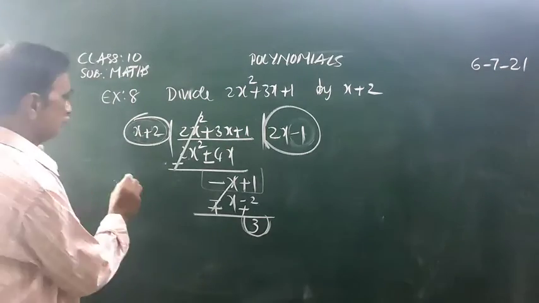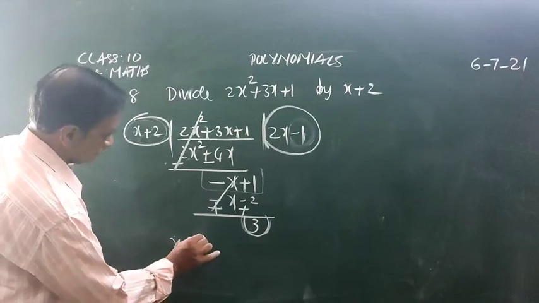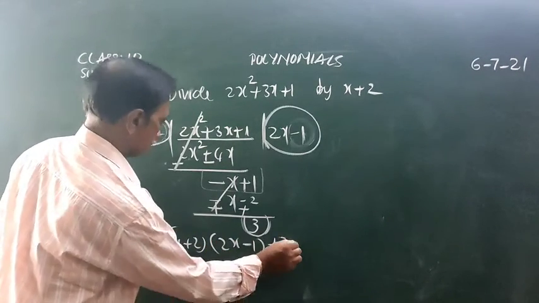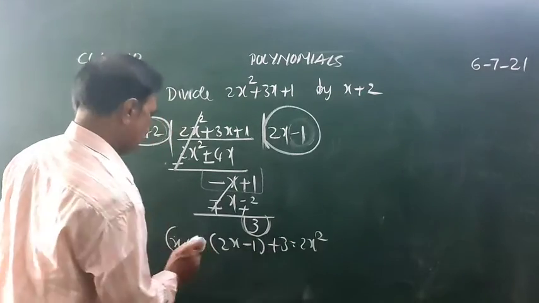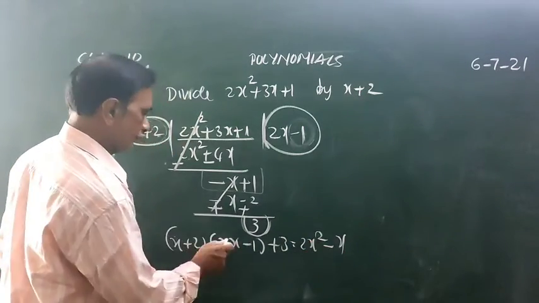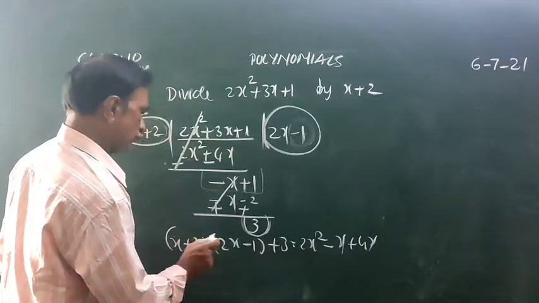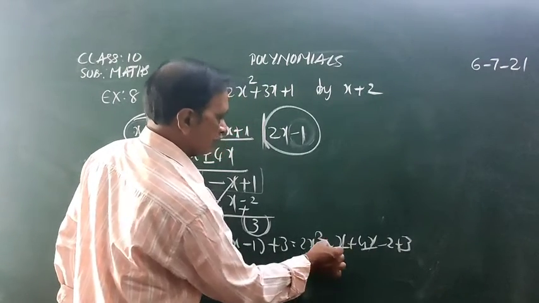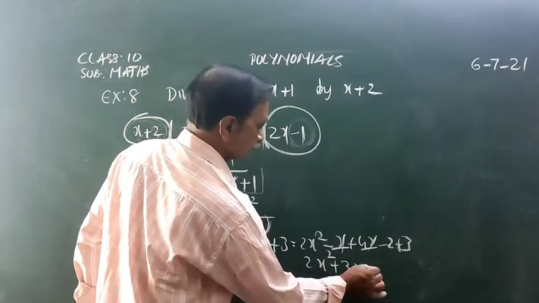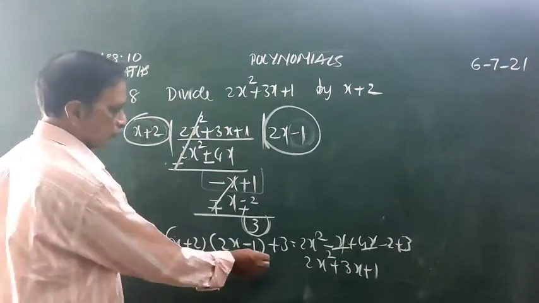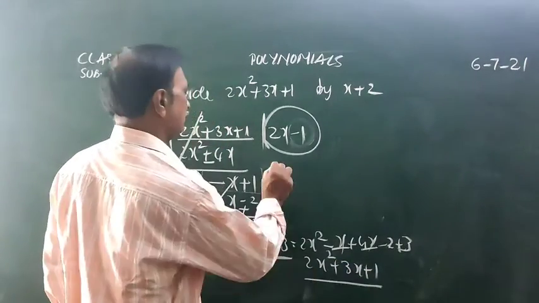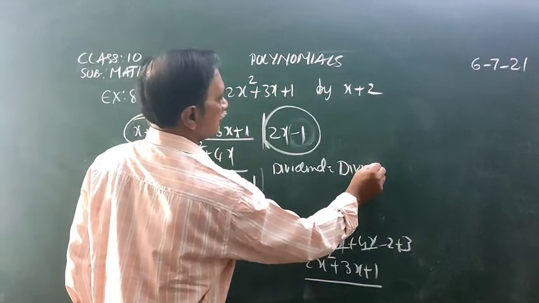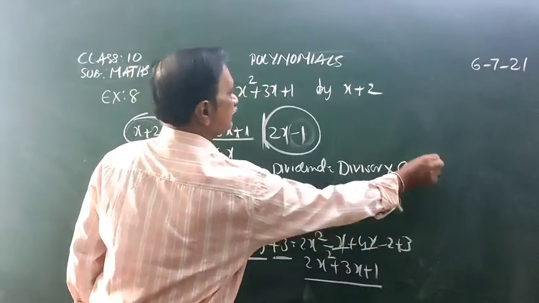Divisor x plus 2 into quotient 2x minus 1, plus remainder 3. x into 2x, 2x squared, x into minus 1, minus x, 2 into 2x, 4x, 2 into minus 1, minus 2, plus 3. 2x squared plus 4x minus x gives plus 3x, 3 minus 2, 1. Here, divisor into quotient plus remainder equal to dividend. That is, dividend equal to divisor into quotient plus remainder.